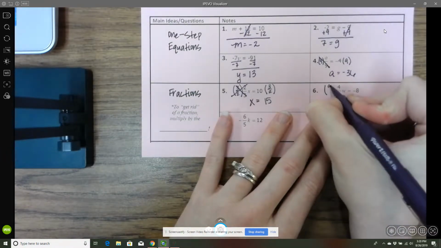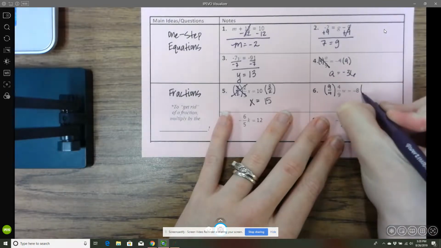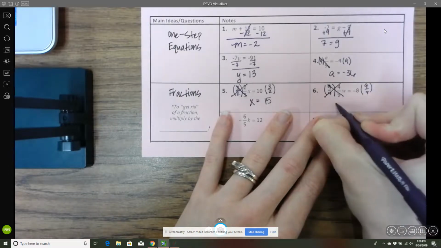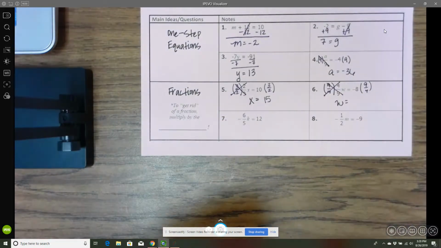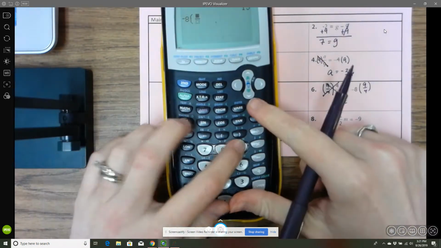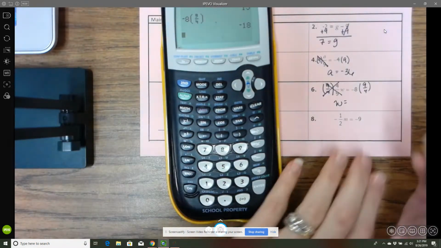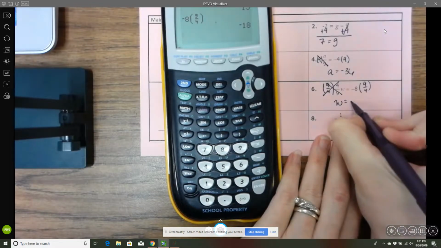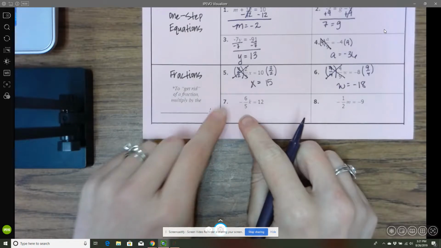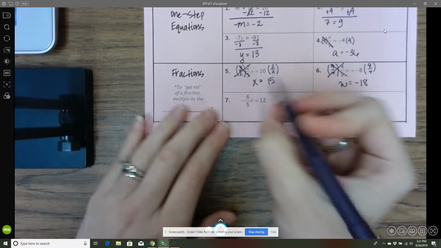So same thing here, we're multiplying by it. So if I multiply by the reciprocal, the 9's would cancel and the 4's would cancel. So I'd be left with w equals, and then we can do -8 times 9 over 4, and w equals -18. All right, so this time I'm multiplying by a -6/5.